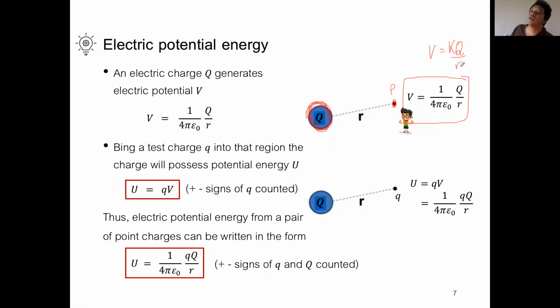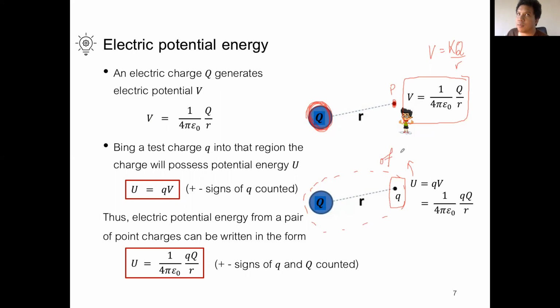Then for potential energy, consider the same point, and you bring a charge Q and place it in the potential. You find that the potential energy is contributed by the pair of charges.